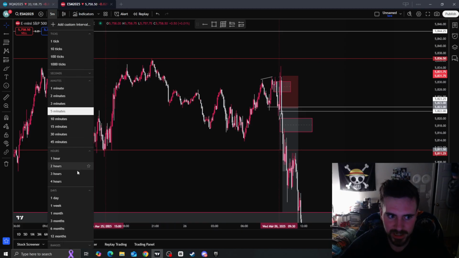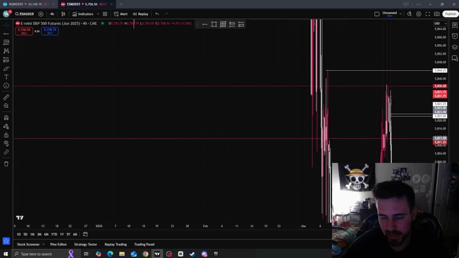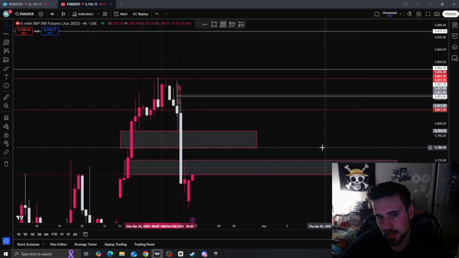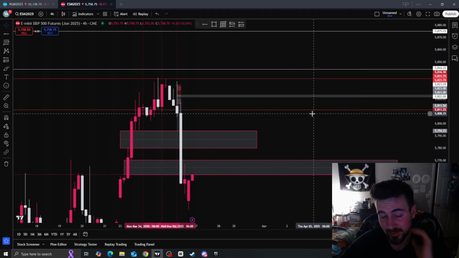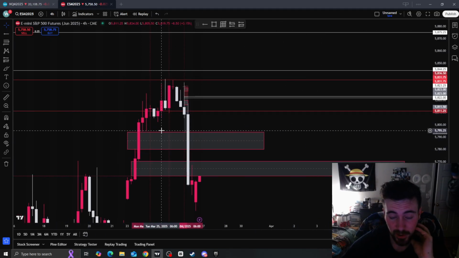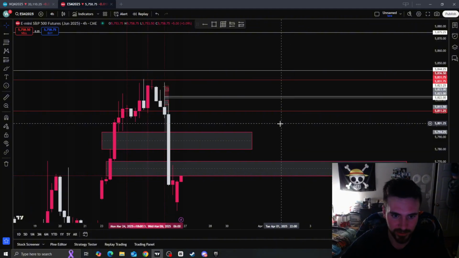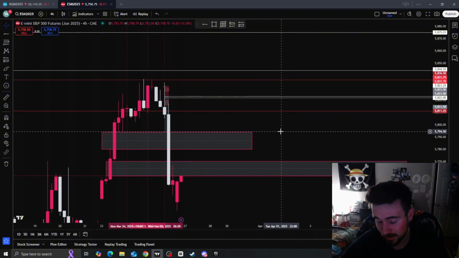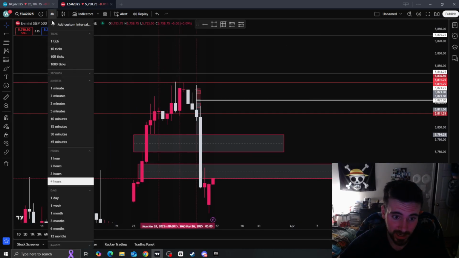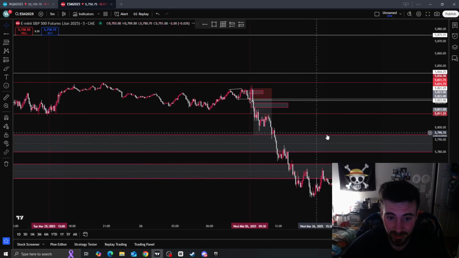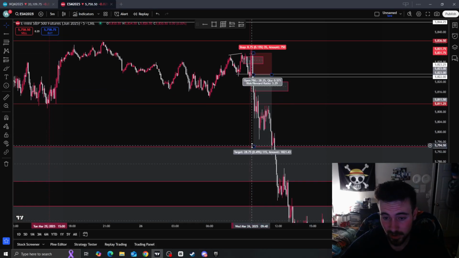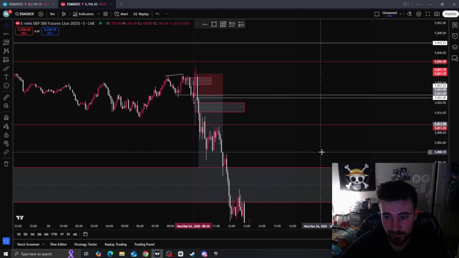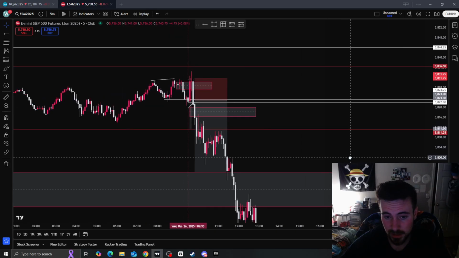So then I said, what else are we targeting for the day? So pre-market, I marked out two 4 hour fair value gaps right here. So price likes to go to either imbalances, high time frame imbalances, or high time frame liquidity. So that's exactly what happened. We put our take profit at the start of this 4 hour imbalance, and yeah, that's the trade for the day.